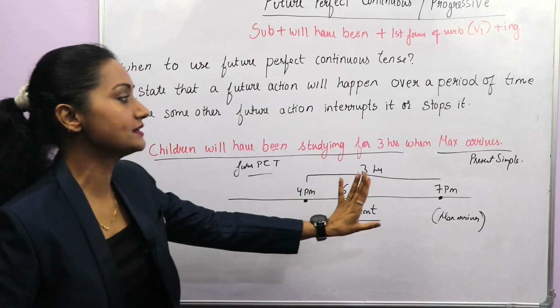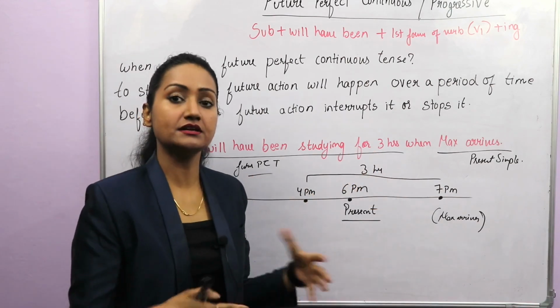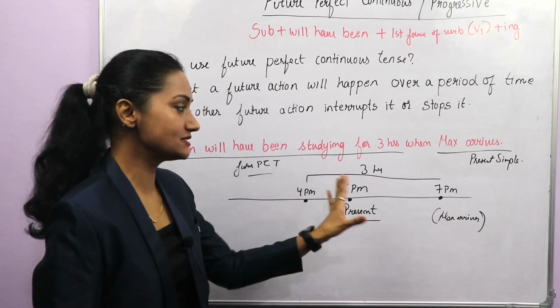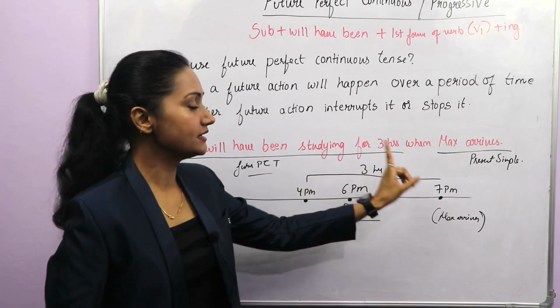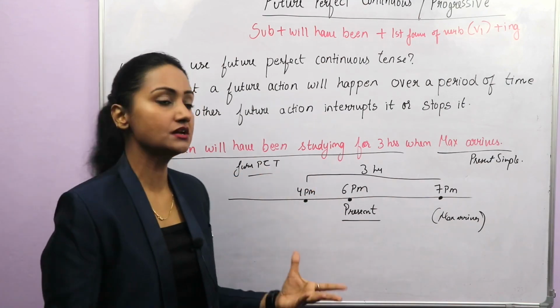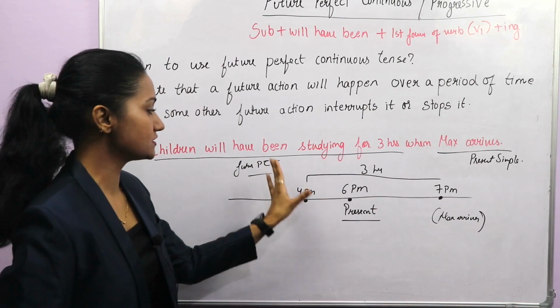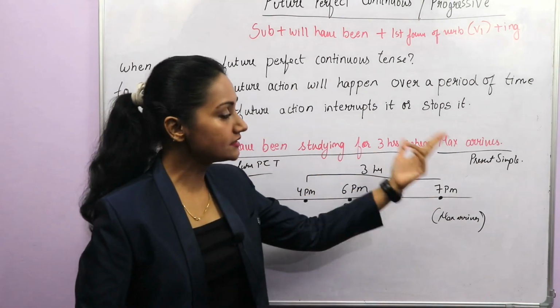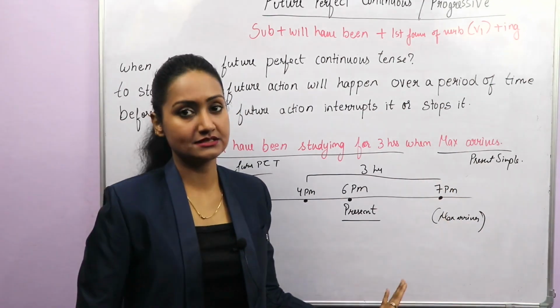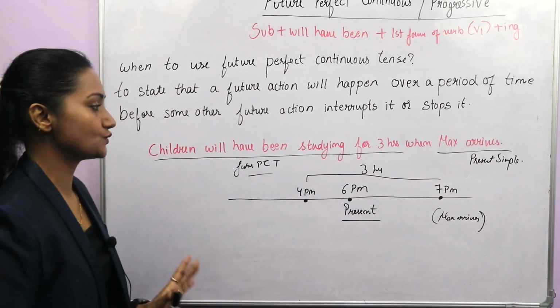However, the meaning here is Max will arrive. Here we are not talking about present, we are talking about future only, but this is the way we frame a sentence. The rule is that the sentence which has a duration will be in future perfect continuous tense, and the other action, the interruption, will be in present simple tense. So just remember this rule.